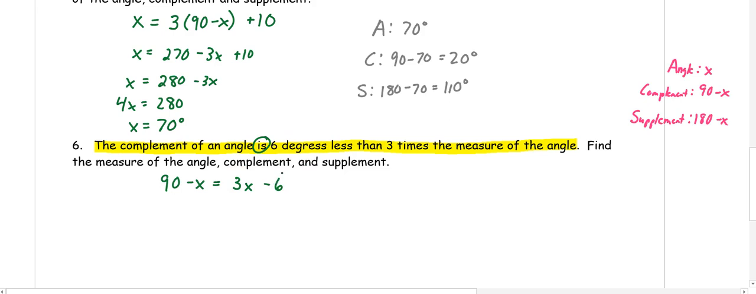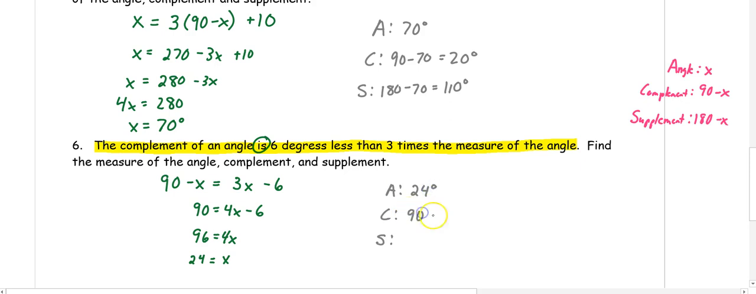So now to solve for x, I'm going to get the x on one side. 90 equals 4x minus 6. I'm going to add 6 to both sides. So 96 equals 4x. And I'm going to divide by 4. So x is 24. Now that I have x is 24, I need to find my angle, my complement, and my supplement. So my angle is 24 degrees.